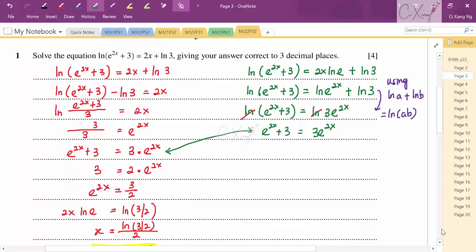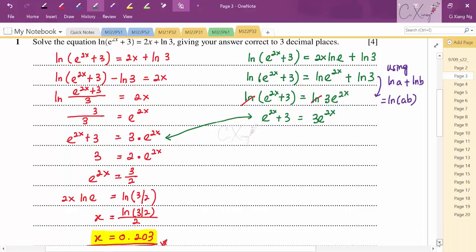So these are the two options to solve an equation that involves ln. Either you bring all the ln to one side and keep the term without the ln to the right, or you change all the terms to ln, then cancel off the ln and simplify. This is how we solve question number 1.